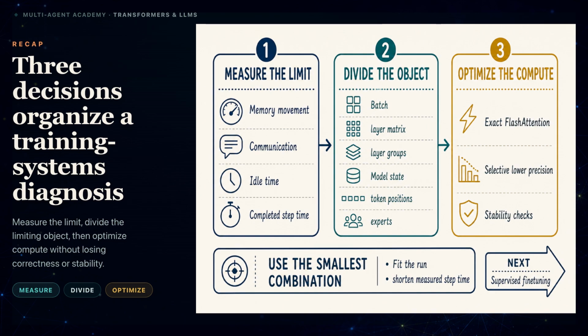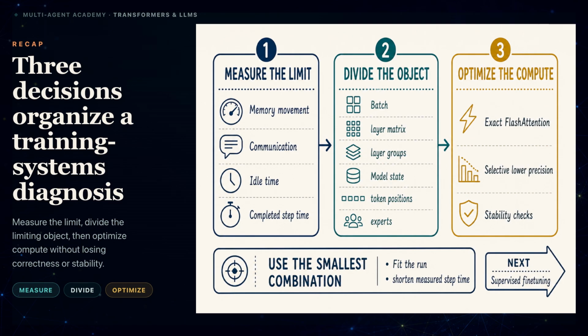Remember three decisions from this lesson. First, measure completed step time and identify whether memory movement, communication, or idle time is limiting the run. Second, divide the object that creates the constraint. That object may be the batch, layer calculations, layer groups, repeated model state, token positions, or experts. Third, optimize the remaining computation with methods that preserve the required result.